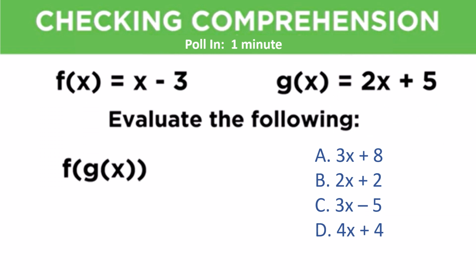So let's check your comprehension. Take a minute, or if you're watching the video, pause the video and evaluate the following. f of g of x. So you'll start by taking g of x, which is 2x plus 5, placing it into the function f of x. So where you see an x in f of x, you're going to substitute 2x plus 5. And all you'll have to do is subtract 3. So pause the video, make a selection, and then come back to see if you're correct.